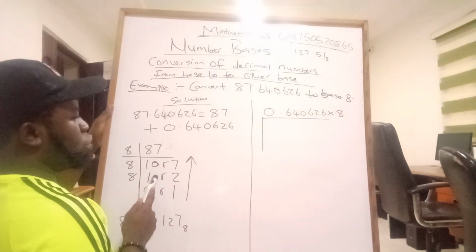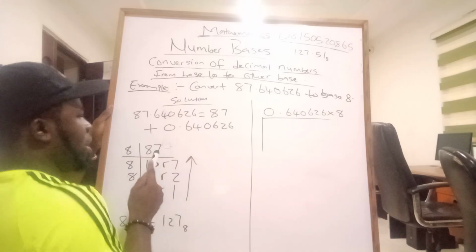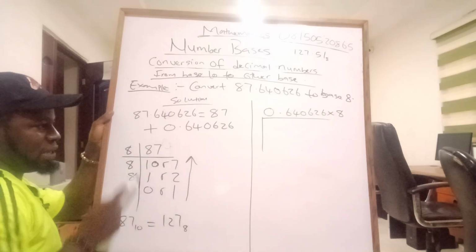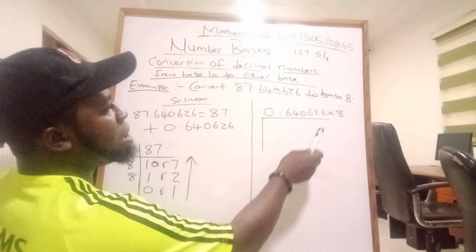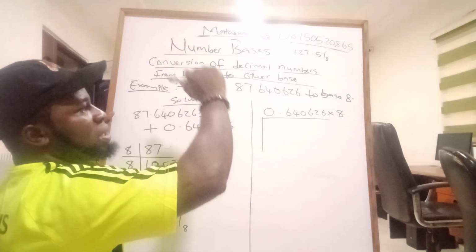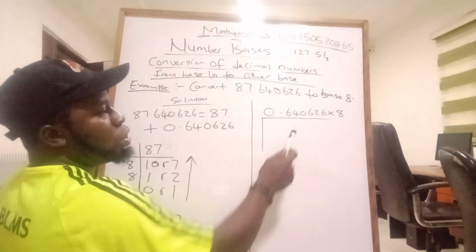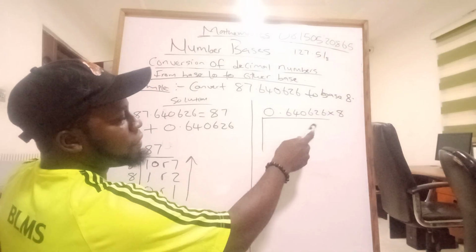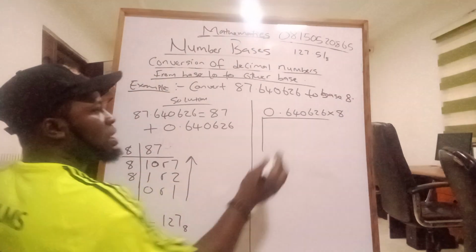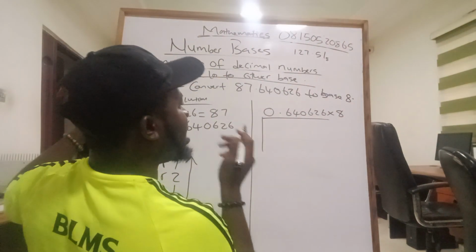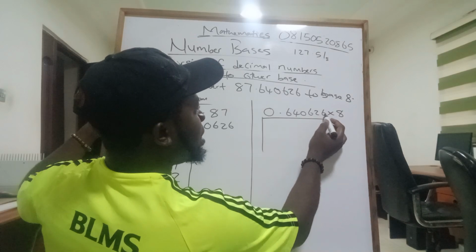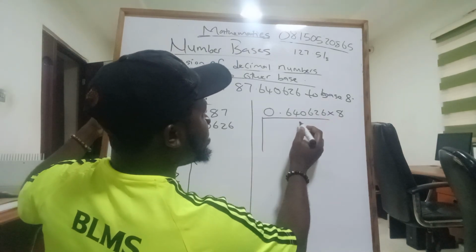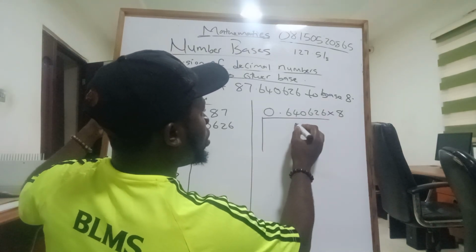When we are converting to other bases, we are multiplying, and that's why we were dividing there. In converting to base 10, for decimals you divide. So for converting to another base, for decimals you multiply. So let's multiply this and see what you are going to have. So this is 8 times 6, that is 12.